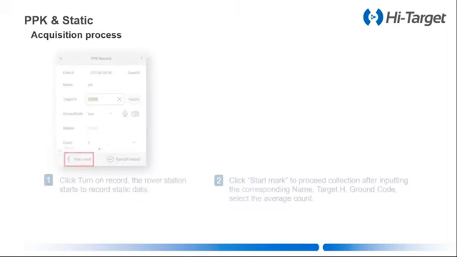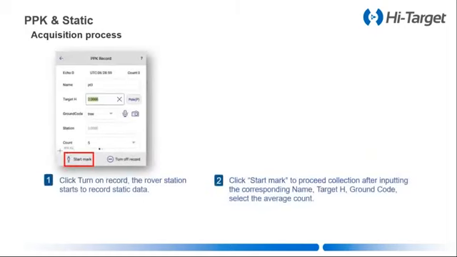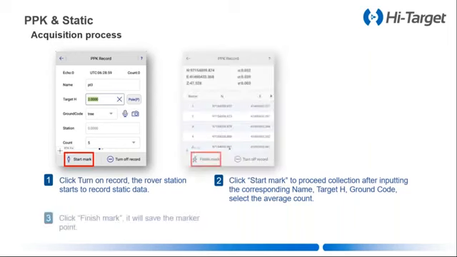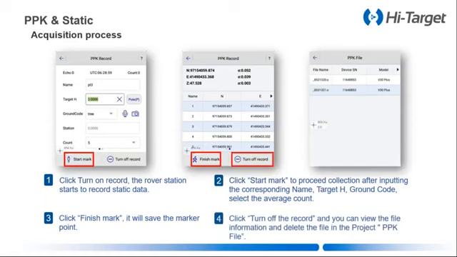How do we use the PPK mode? It is very easy to do that. Press turn on record. The rover starts to record static data. And click start mark to arrange a point. When we click finish mark, it will save the mark point. When we turn off record, we can view the file information and delete the file in the project PPK.